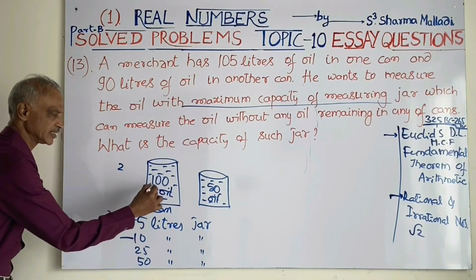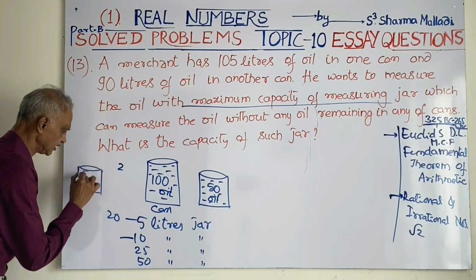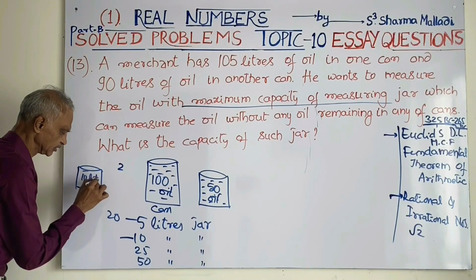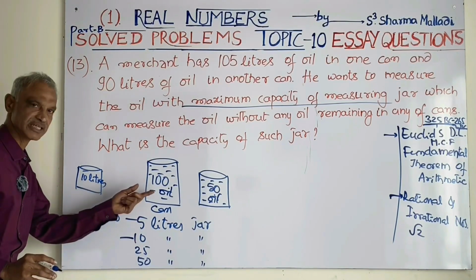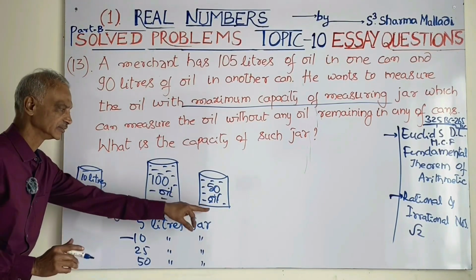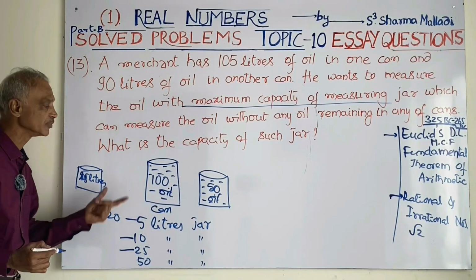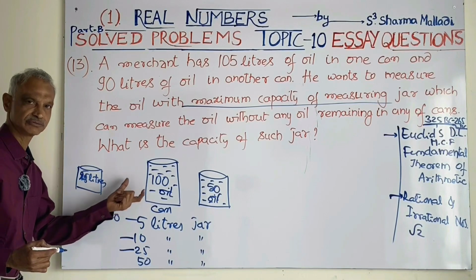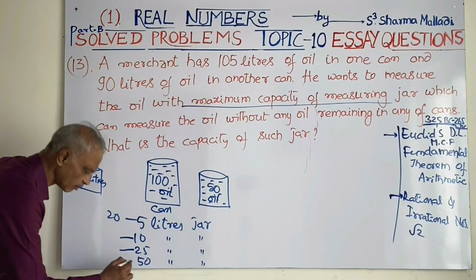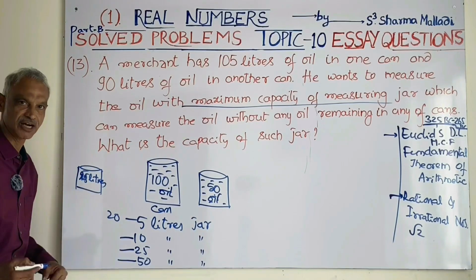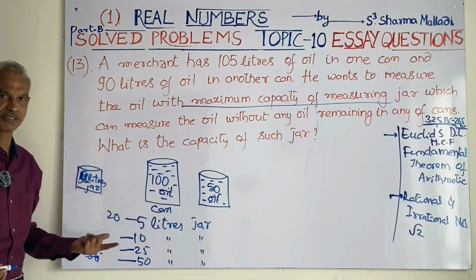With the help of 10 liters jar, I will draw a 10 liters jar so that you can understand. With the help of the 10 liters jar, he measured 10 times and the other can can be measured 5 times. With the help of 25 liters jar, we can measure 4 times and 2 times. Another student answered 50 liters jar. With 50, he can measure 2 times, and the other can 1 time.